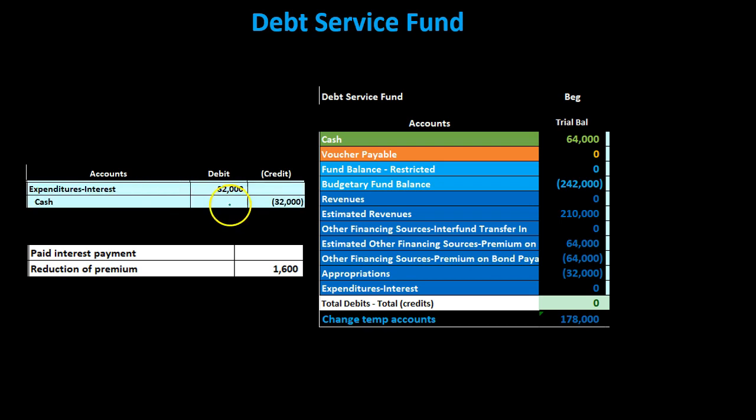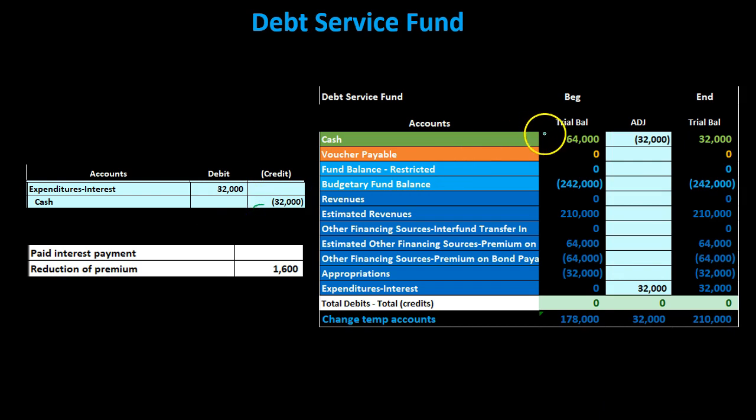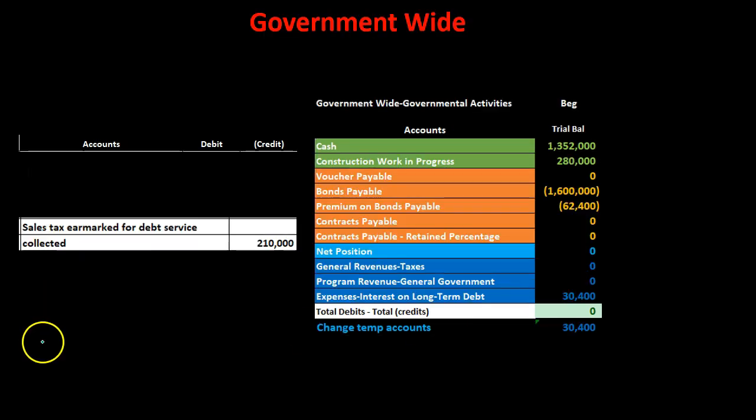Within the debt service fund, we're going to record the full $32,000 credit to cash we paid, but we're not breaking it out with a reduction in the premium because we're just going to record it all as interest here. So it's all interest here. It's all on what would be similar to the income statement type of accounts. So we're going to say that the cash is going to be decreasing. Cash goes down, other side going to the expenditures down below, interest being the expenditure, going up.